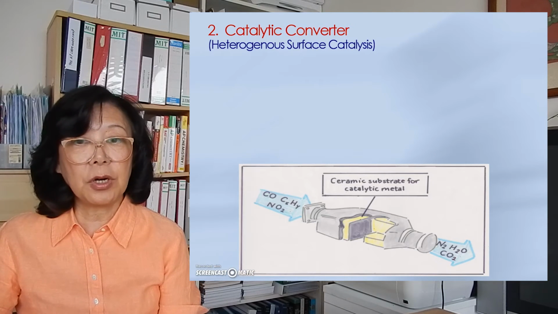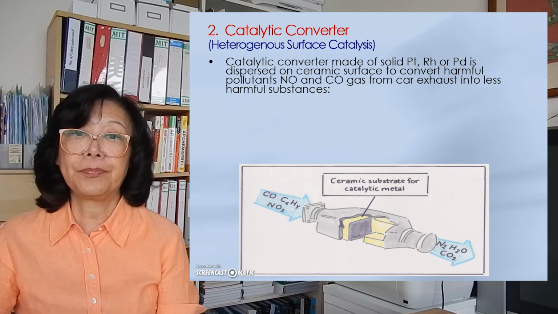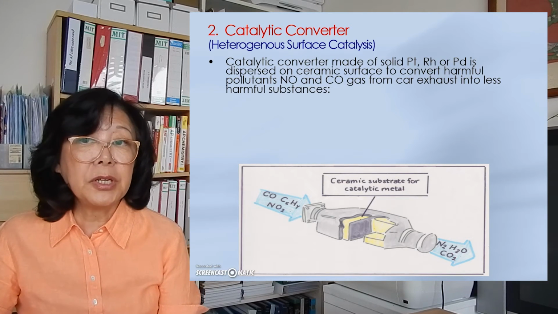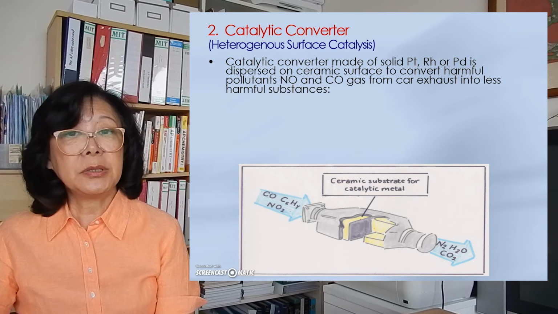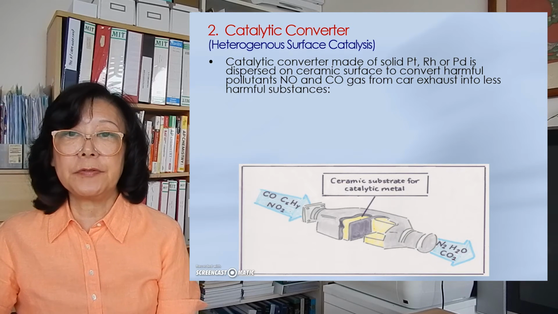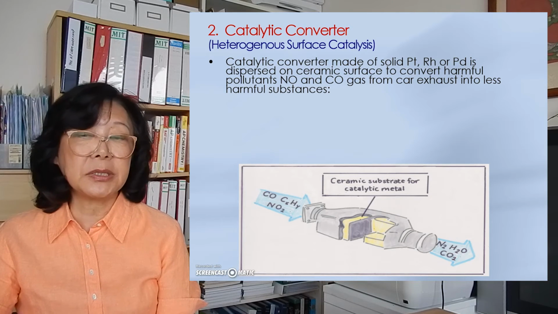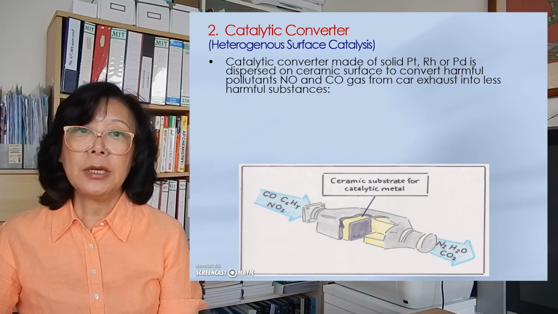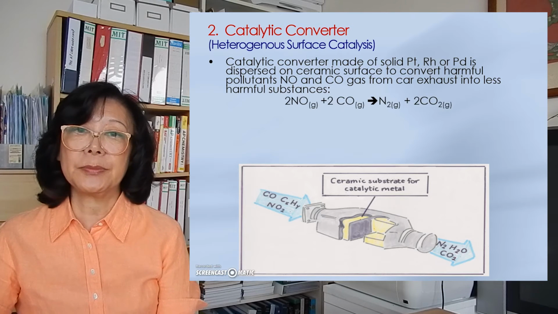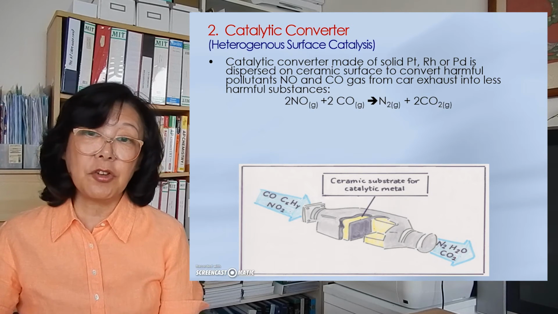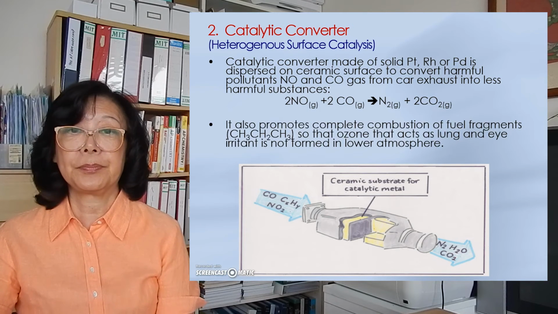Now here's a picture of the catalytic converter. Basically, it's made of solid platinum, rhodium, or palladium dispersed on a ceramic surface to convert harmful pollutants such as NO gas and CO gas from the car exhaust into less harmful substances. This equation represents them being converted into nitrogen and carbon dioxide.